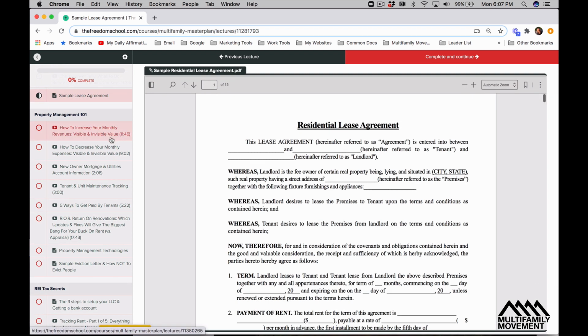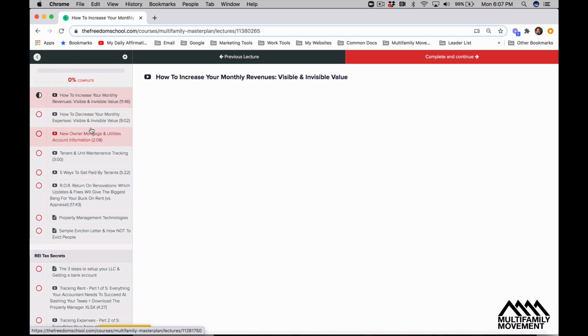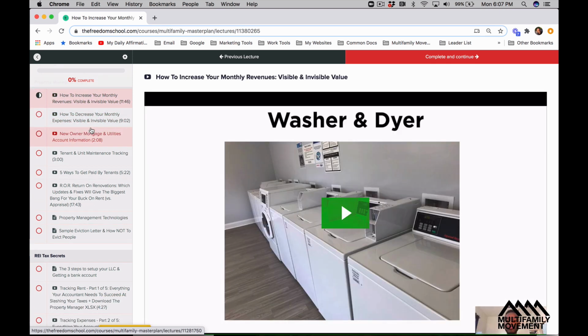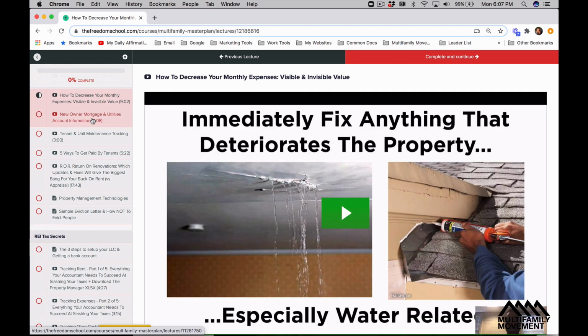Okay, and then from there, we go into Property Management 101. You're a landlord, now what? So I'm literally going to show you how to increase revenues on your property. I'm going to give you strategies to increase your revenues on the property. I'm going to show you how to decrease your expenses on that property, because that ultimately only increases your cash flow, right?